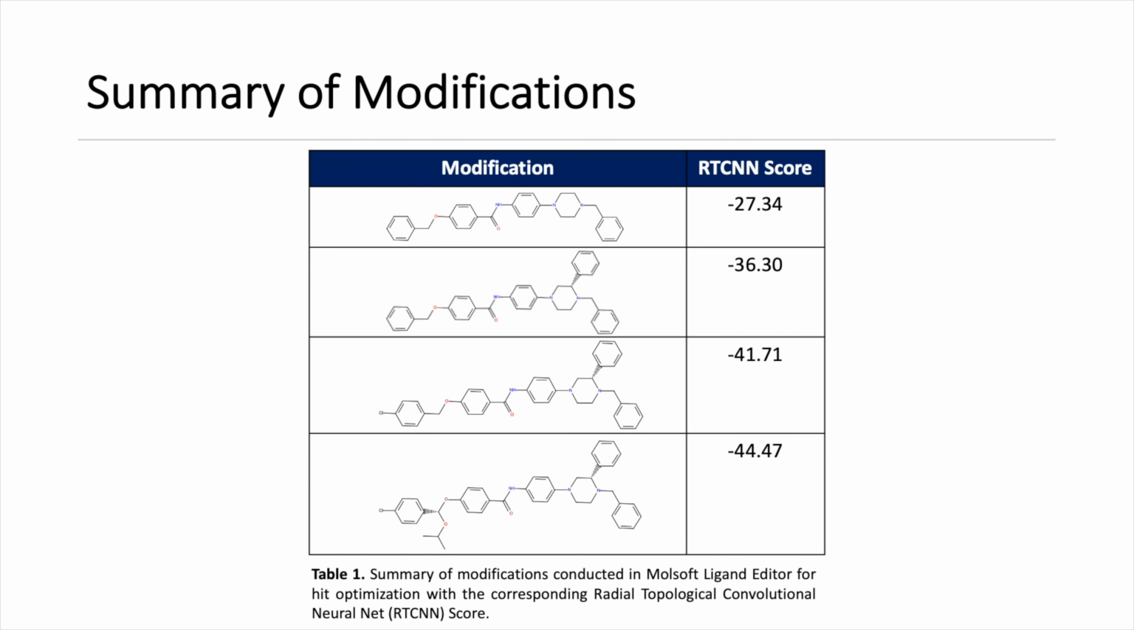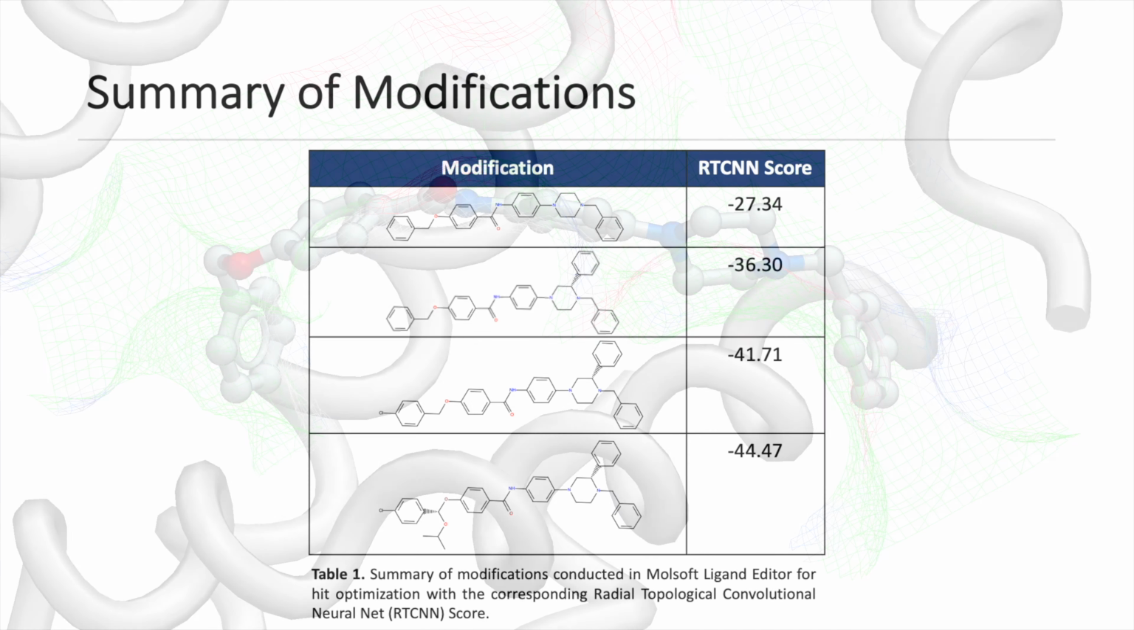Each change is accompanied by a radial topological convolutional neural net or RTCNN score, which is a deep learning-based model generated by MolSoft. Simply put, the score represents how good the corresponding modification is, where lower scores are better. Overall, the score was improved from -27.34 in the original hit to -44.47 in the optimized hit. The modifications will be described in 3D.